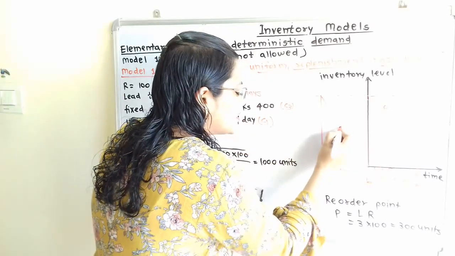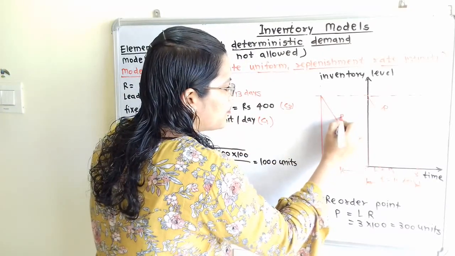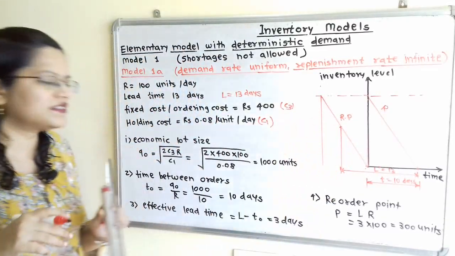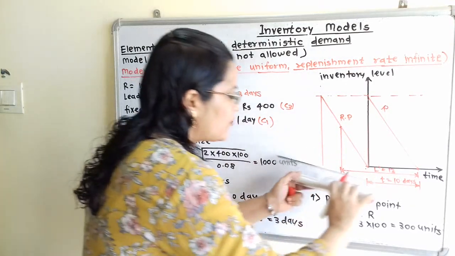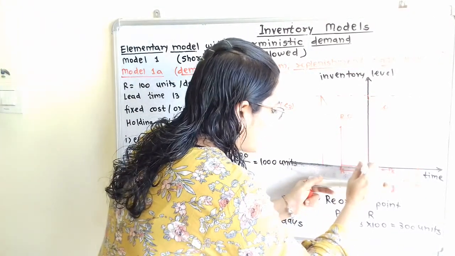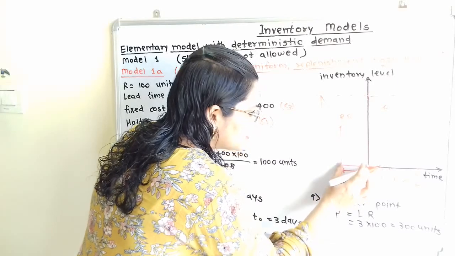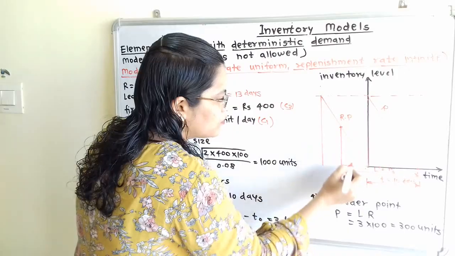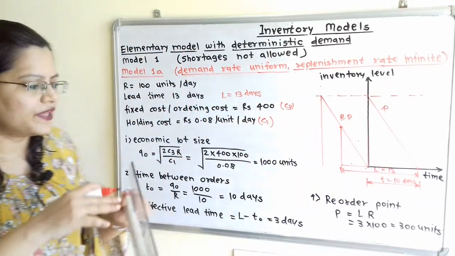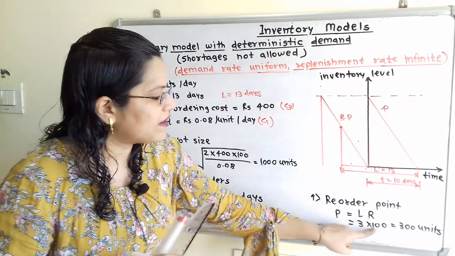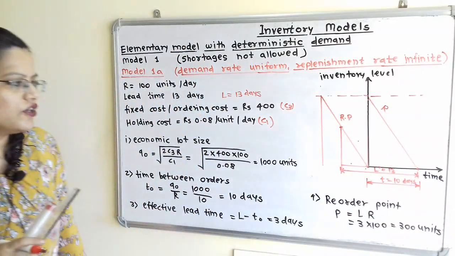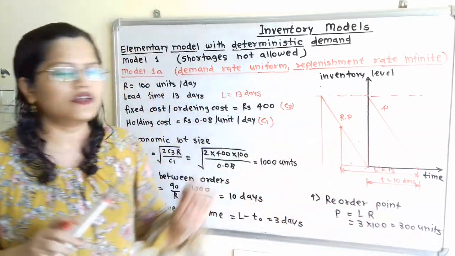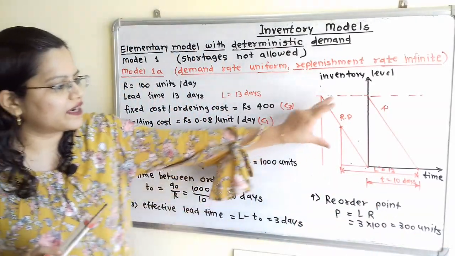So this is the point. This point is known as reorder point. Reorder point, that is P. So how to calculate this reorder point? Because if we observe this effective lead time, that is this line is for 3 days, this slope is for R, then reorder point P is equal to this L multiplied by R. That is 3 days multiplied by 100, that is 300 units. So we can say that when our stock level becomes 300 units, then we have to order for the inventory level Q.